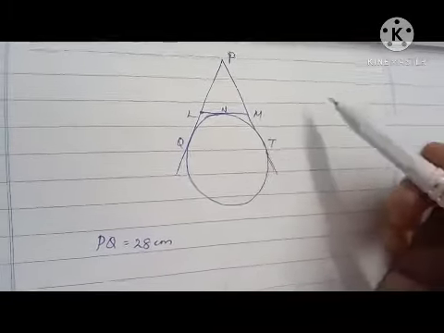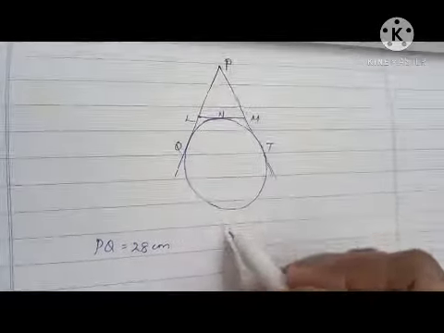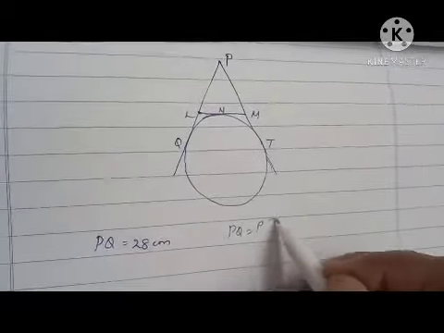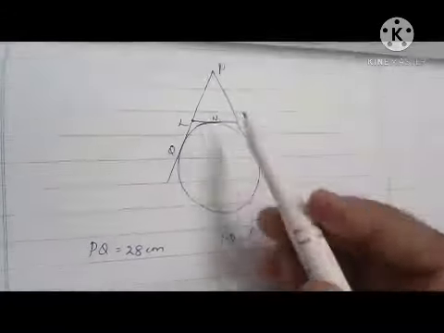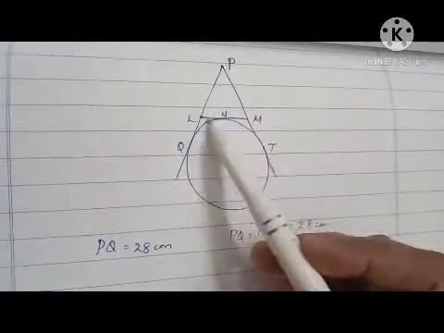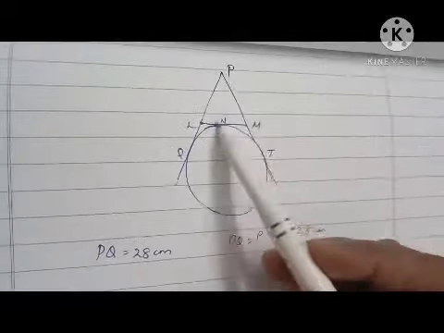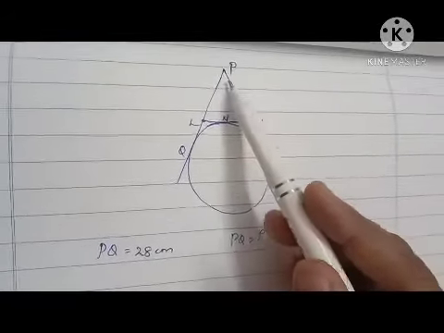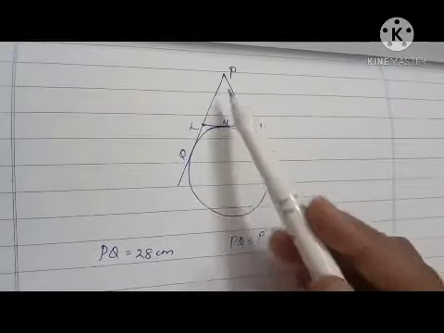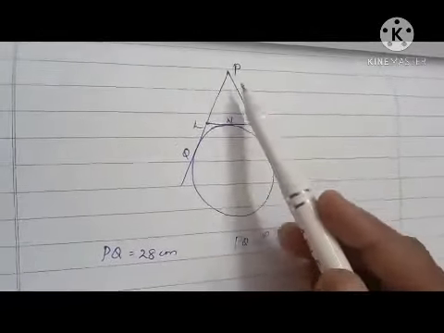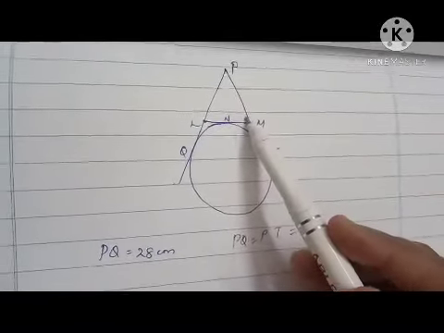But here no need to write that reason and all. Here PQ equal PT, that is equal 28 centimeter. Then we have to find the area of this triangle PLM. That is the question. For that we have to find PL, LM and PM.